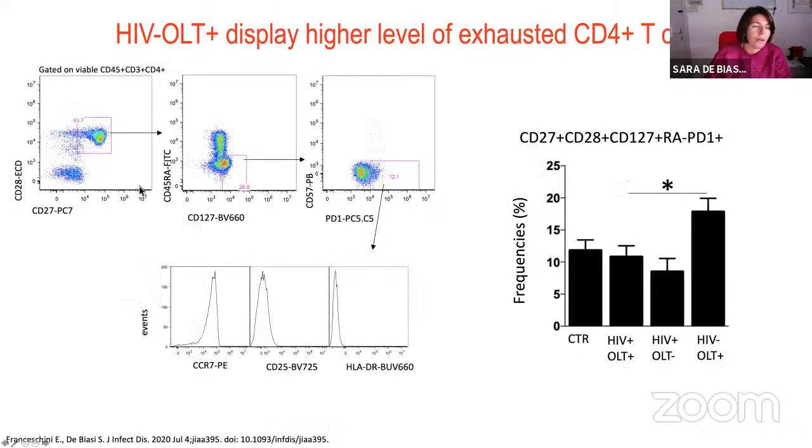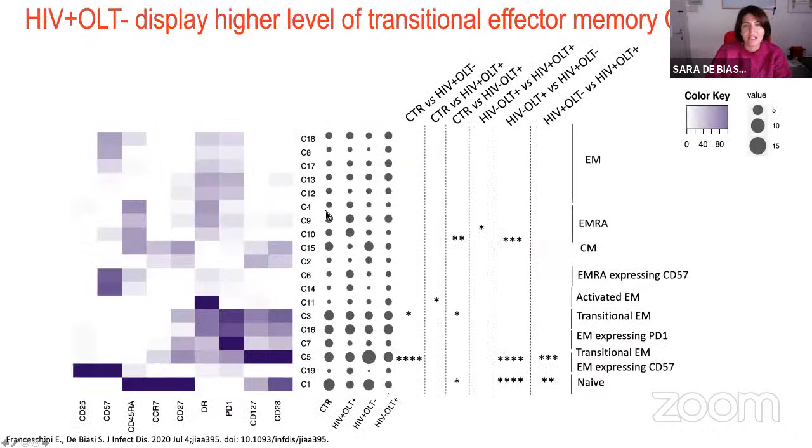In order to confirm this data, we also went through manual gating. So putting a gate on CD4 positive, CD3 positive, and CD45 positive cells, we were able to identify CD27 and CD28 positive cells, and then we analyzed those positive for CD106, 127, and in this population we were able to analyze those expressing PD1. We also characterized this population for other markers: they were all CCR7 negative, CD25 negative, and HLA-DR negative, and we confirmed that we were able to find the same differences even with manual gating. We performed the same analysis for the CD8 T cell clusters.